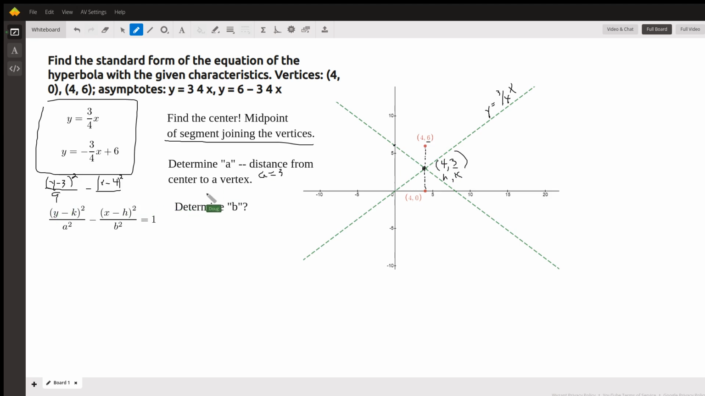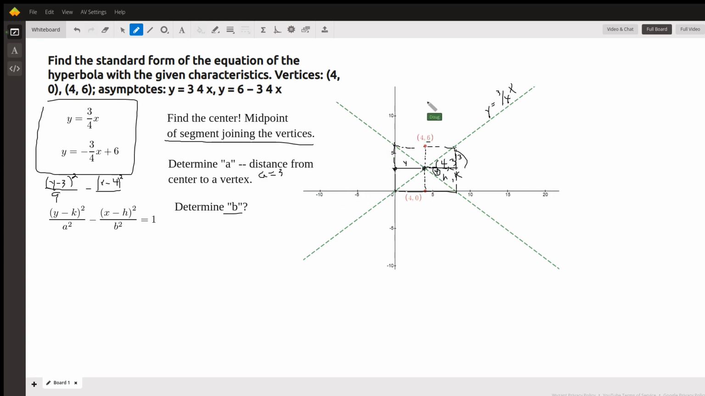Now, how do we find the b? Well, these asymptotes you can think of as going through the corners of this rectangle right here. And this distance is b. That's called a co-vertex right there. So that's 4. And the slope of the line going through those points is 3 over 4. And that 4 is the b. So that's one way to find b.